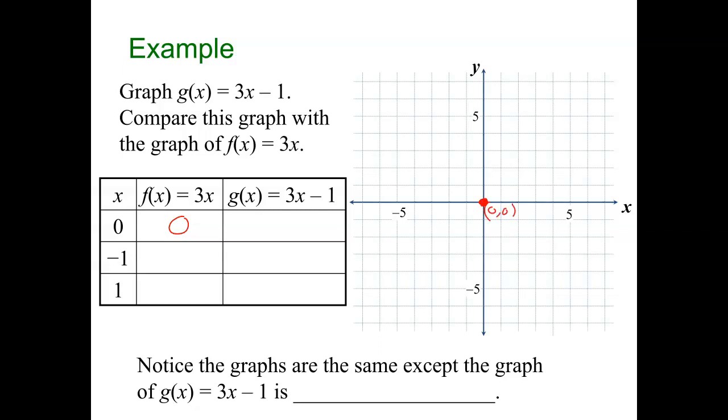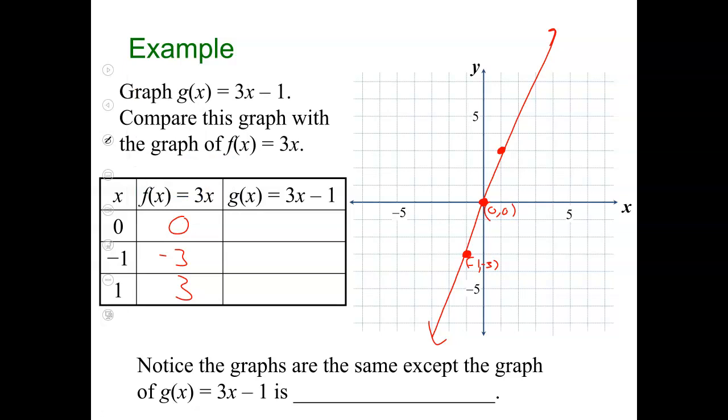What's f of negative 1 going to be? Negative 3. So I have negative 1, negative 3. What about f of 1? 3. So there's my first line. I'm trying to draw this as straight as I can.